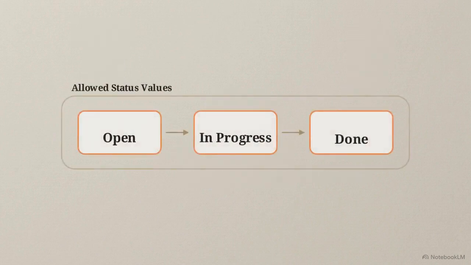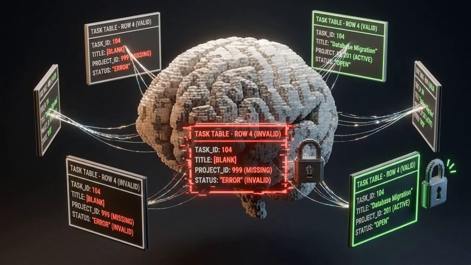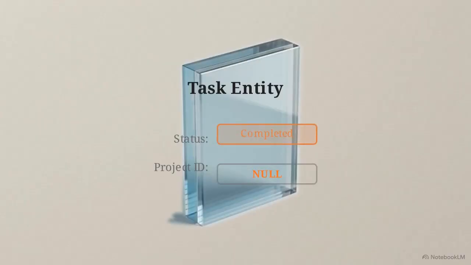We also manage how a task changes over time. By defining a strict lifecycle constraint, limiting the status to exact values like open, in progress, and done, we control the work state. Enforcing these relationships strictly in the schema prevents impossible data states. A task can never be marked completed if it is missing a valid project connection.